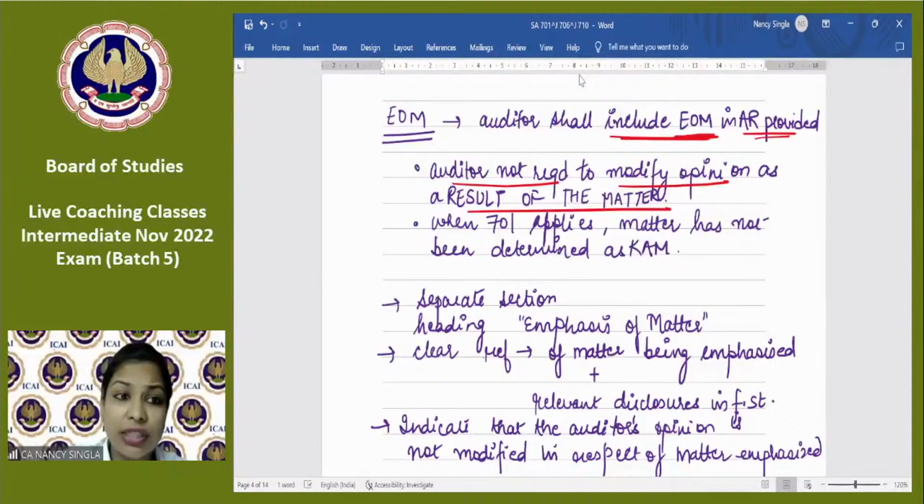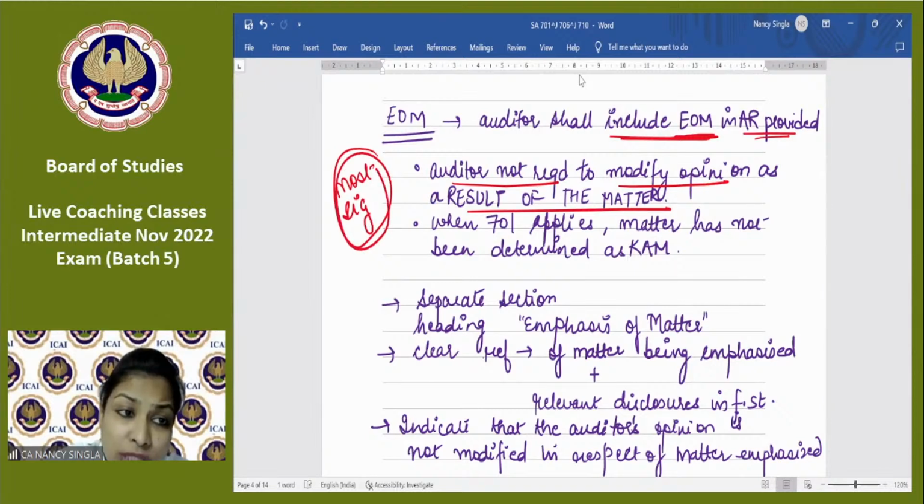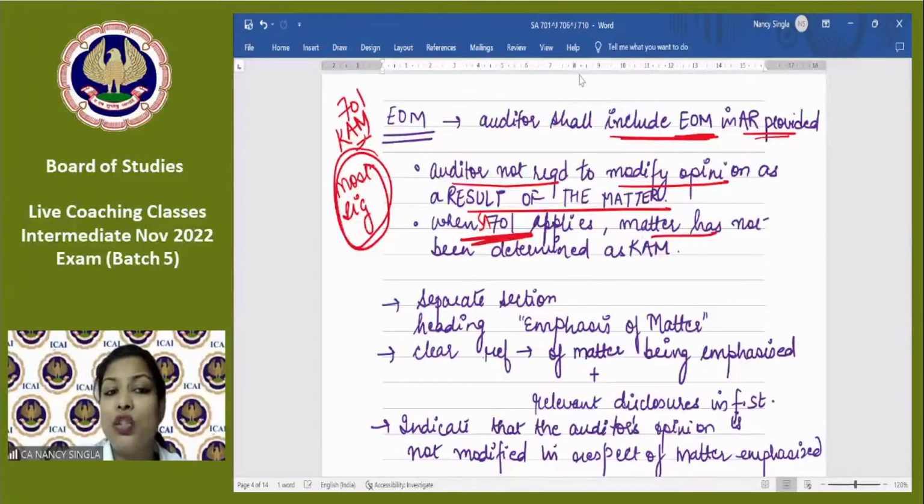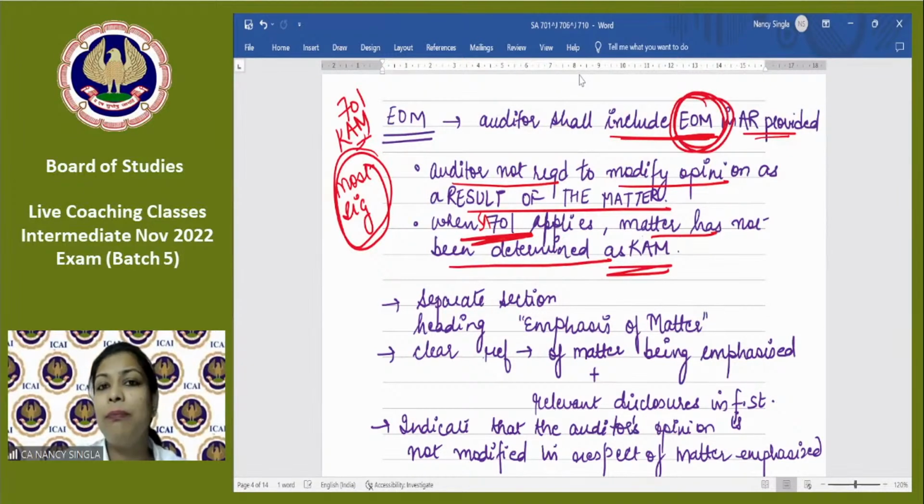it as EOM. Further, देखो I told you ये most significant वाला matter नहीं है, because अगर most significant वाला matter है उसको तो key audit matter दिखाना पड़ेगा in terms of SA 701. ठीक है. So when SA 701 applies, matter has not been determined as KAM. तो when can a matter be determined as EOM? EOM में कब लिख सकते हैं? जब उसकी वजह से modification नहीं हो रहा है. ठीक है. And further, when the matter has not been determined as a key audit matter. Why? Because अगर वो key audit matter है तो वो तो फिर SA 701 में आएगा.